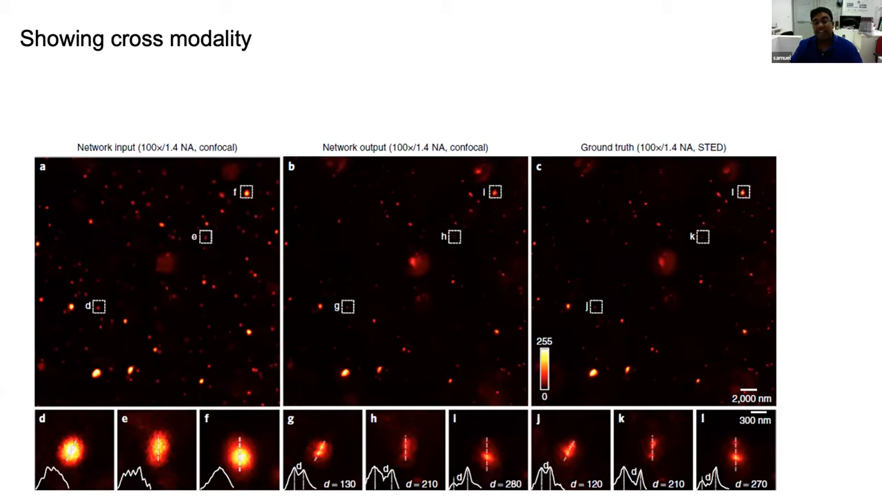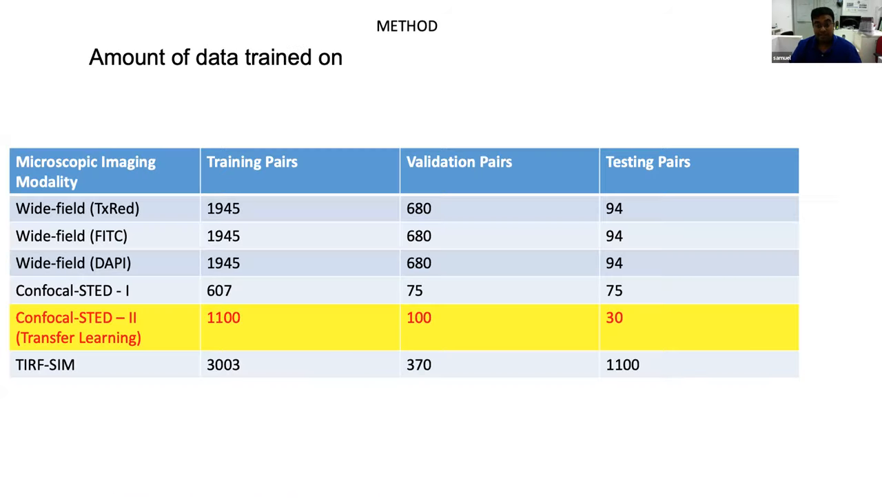So you're saving a lot of money. You don't need to buy very large setups, and you're saving a lot of time as well. They also wanted to show that the GAN network, which they made in this paper, was robust.